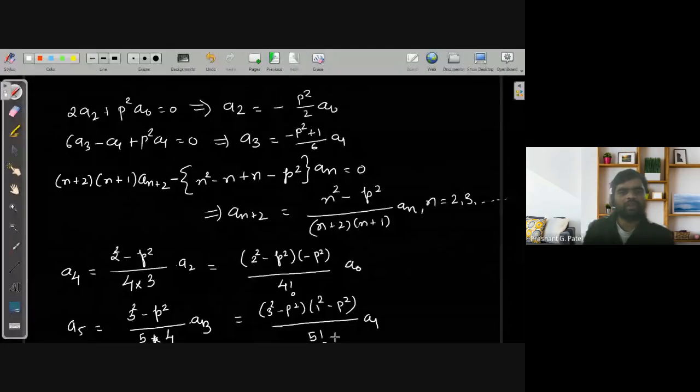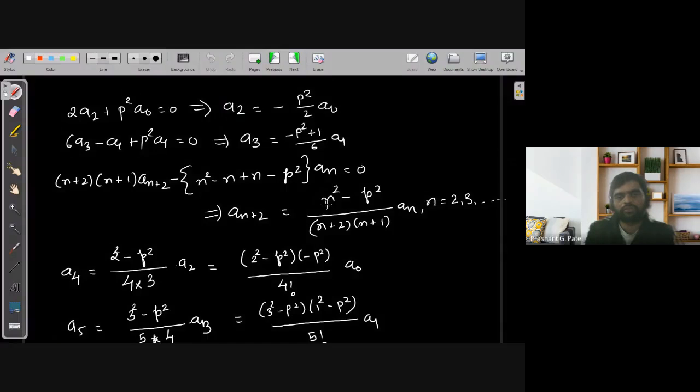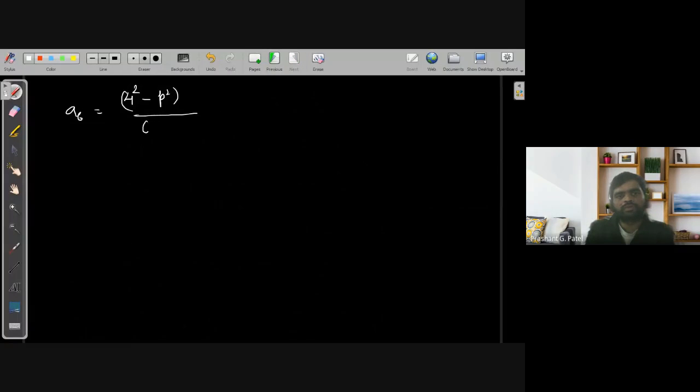Same way, we can go further. That is for n equal to 6. I can write down that it is 4 square minus p square. That you can observe for n equal to 4, if I substitute. So it is 4 square minus p square upon 6 into 5, into a4. But the value of a4 is this.